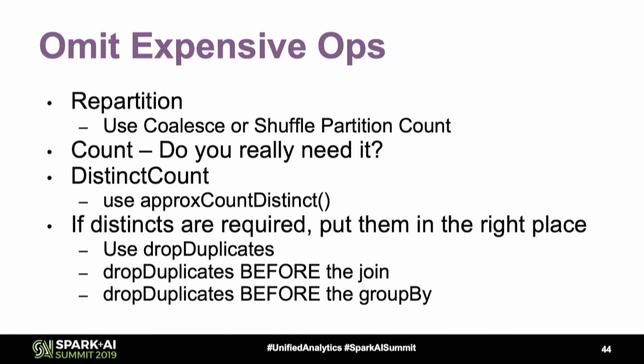The next one is distinct counts. There's this function called approximate count distinct. You can tell it the margin of error that you'll allow, and that will go from maybe 20 minutes to 20 seconds or less to calculate the same thing and be within 2% error.